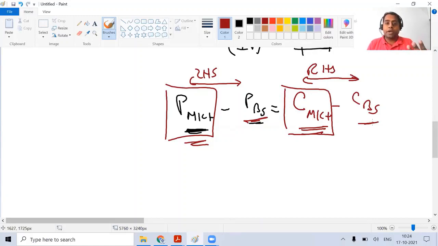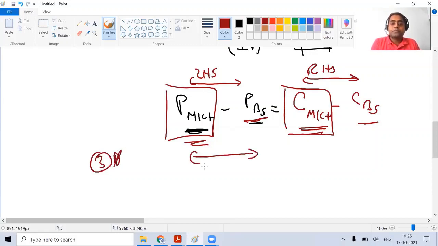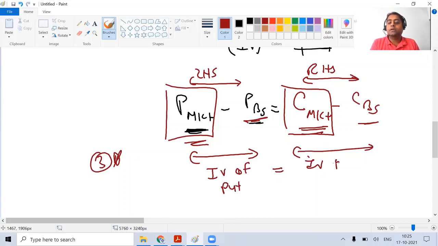This leads to a third important understanding, that the implied volatility of the put is actually equal to the implied volatility of the call.